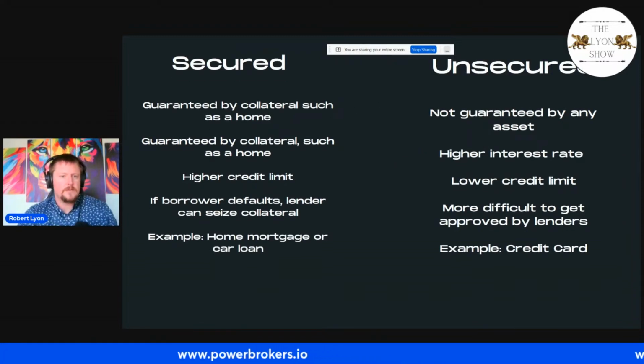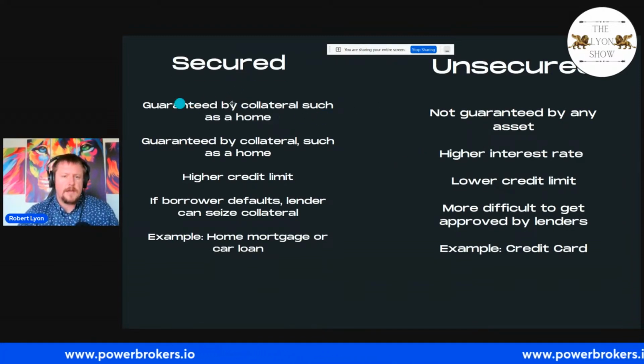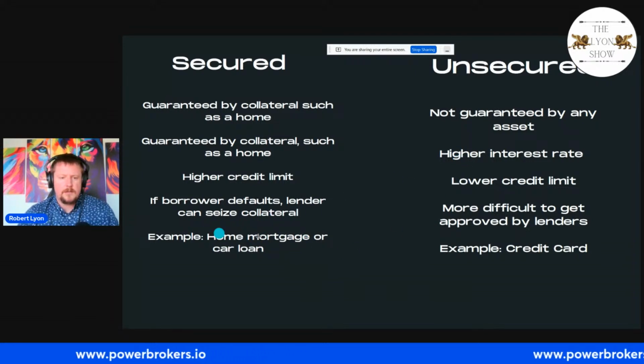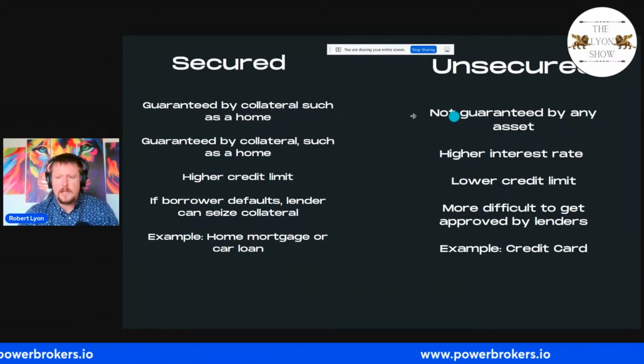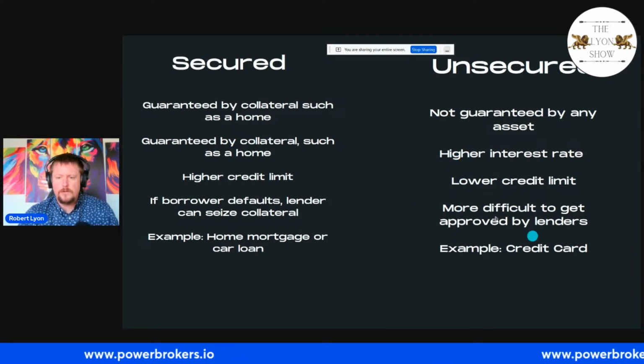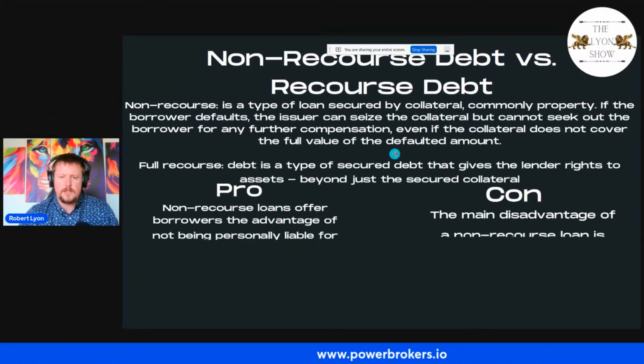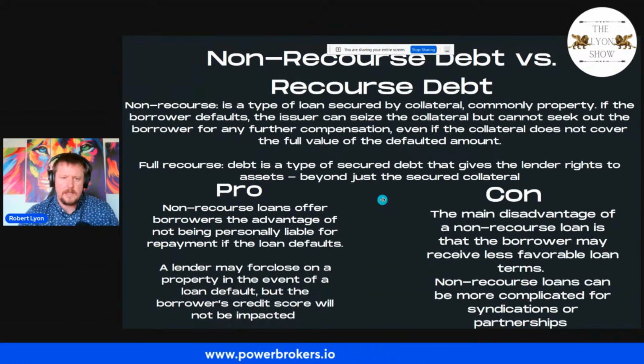These are just more examples. Secured, guaranteed by collateral, such as a home, guaranteed by collateral, higher credit limit. If the borrower defaults, lenders can seize the collateral. Car loans, mortgages. Unsecured, not guaranteed by an asset, typically have higher interest rates, have lower credit limits, more difficult to get approved for, example, credit cards. So that's why we do a lot of credit funding for people that don't have a lot of revenue or don't have assets to lend against.